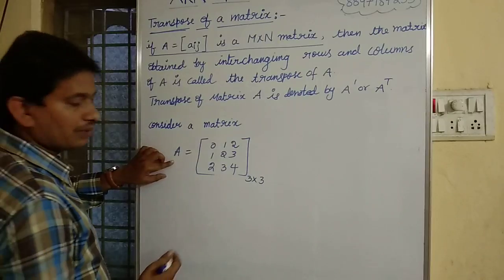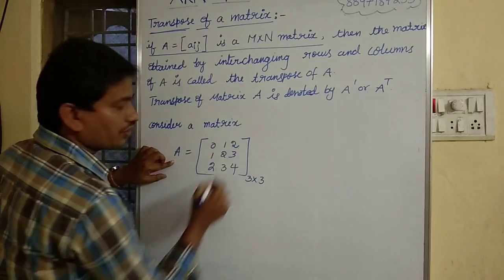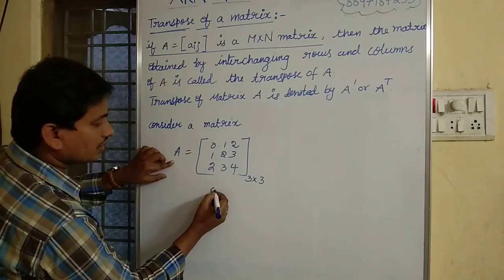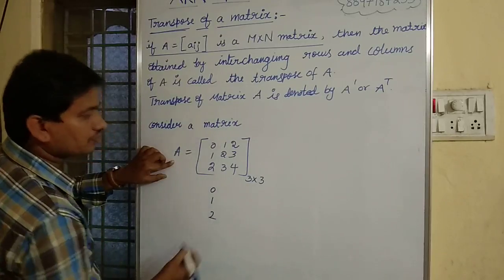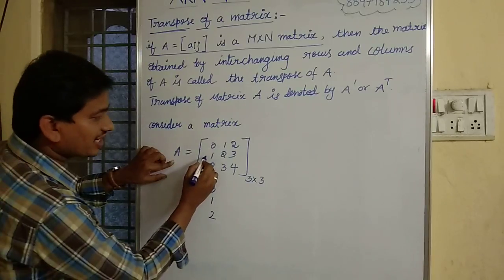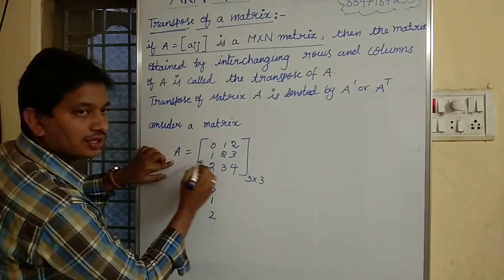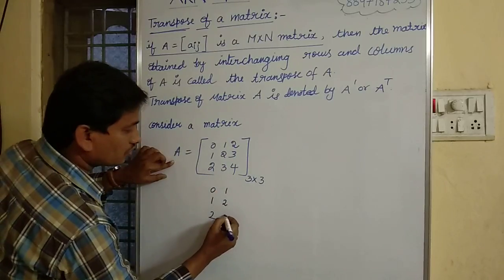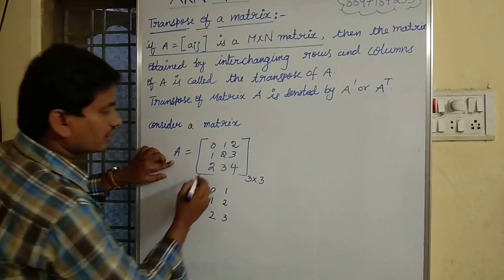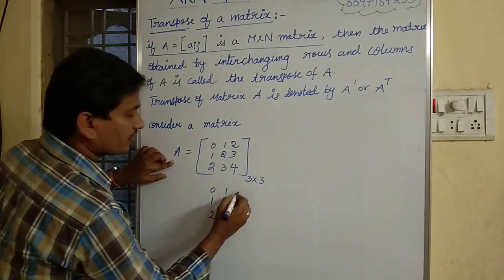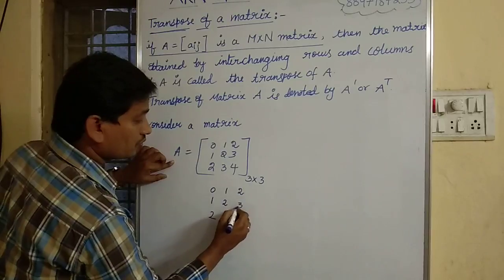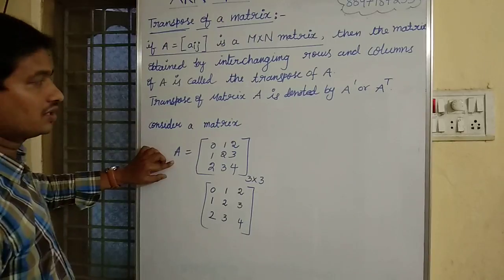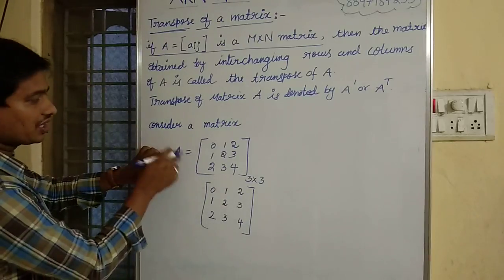See, actually here the first row is 0, 1, 2. Let me interchange this row as a column 0, 1, 2. And the second row is 1, 2, 3. The second row is interchanged as column 1, 2, 3. And the third row is 2, 3, 4, interchanged as column 2, 3, 4. Okay, this is called the transpose of matrix A.